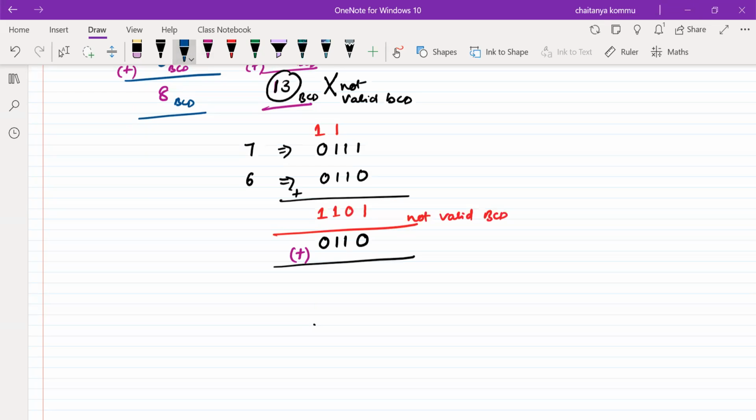Now what is the value here? It's 1, 0. It is the 1, 0. This is the 1. So this is a valid BCD. It is a valid BCD. So how can you say that this is a valid BCD?